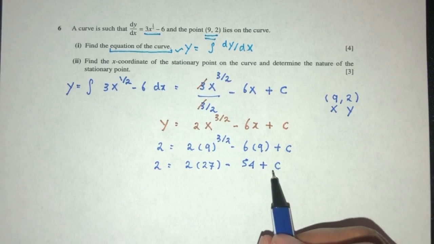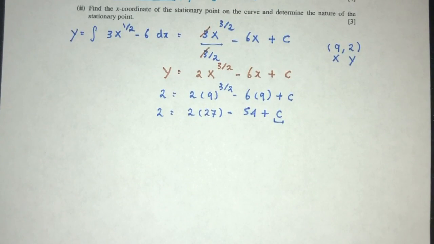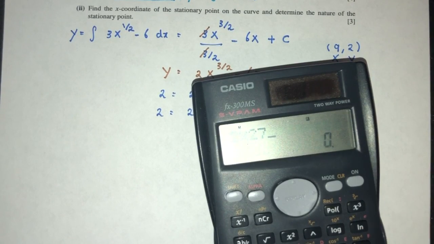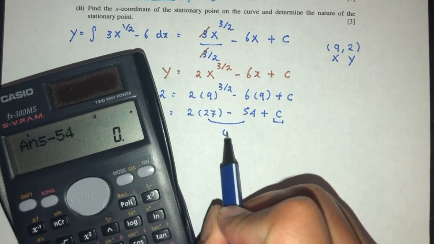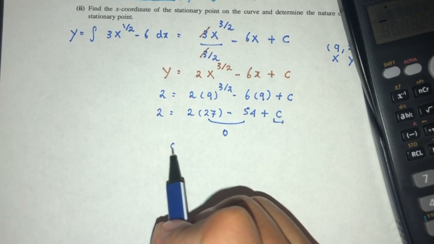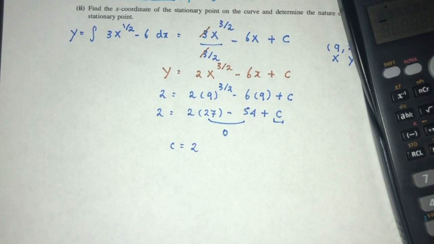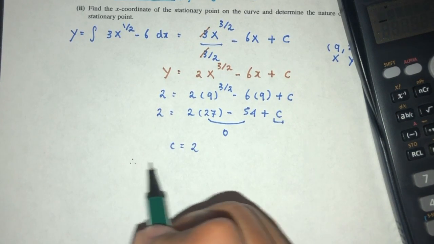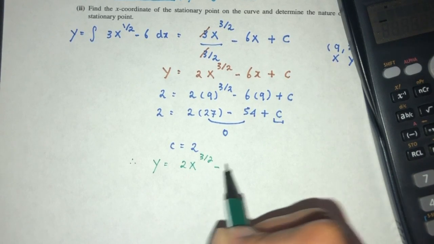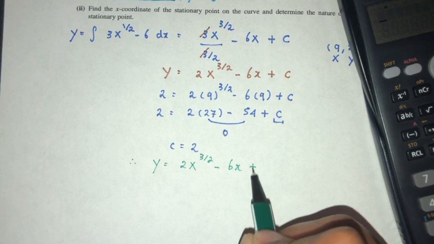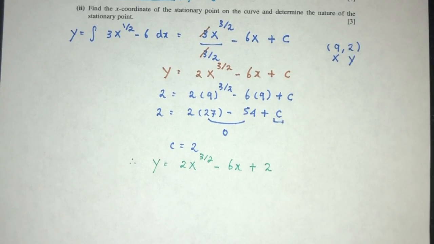Now let's solve for the value of c. So 2 times 27 minus 54 is 0. This will be 0. So c will be the value of 2. So finally the equation is y. y is equal to 2x to the 3 over 2 minus 6x plus the value of 2. That is part 1 of your question.